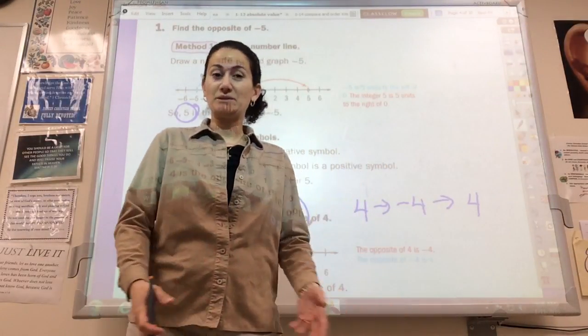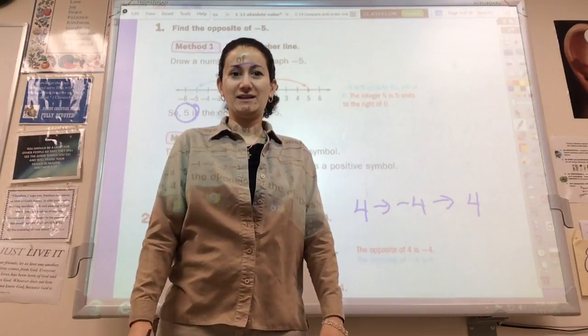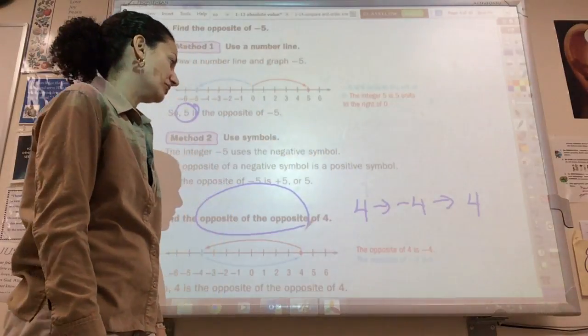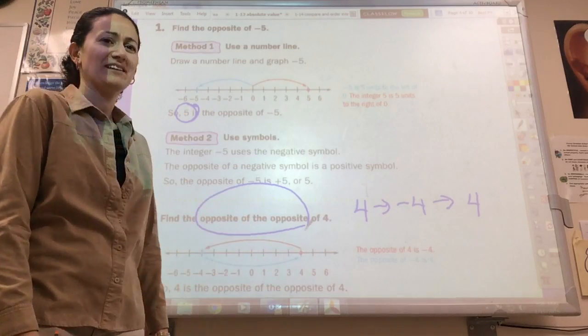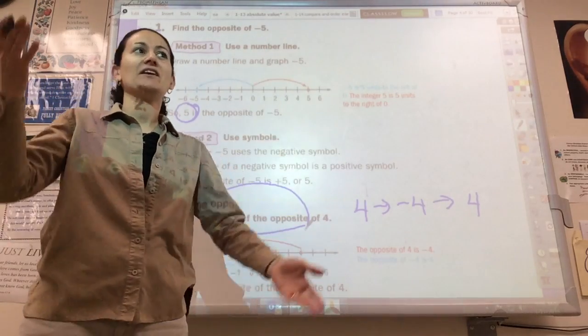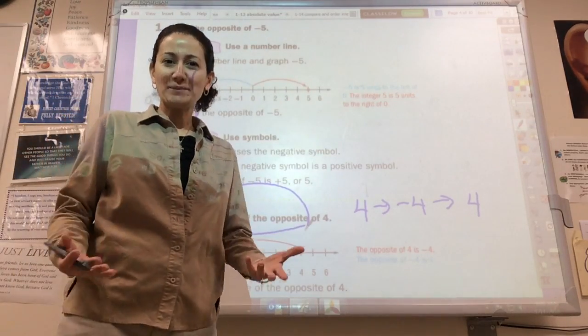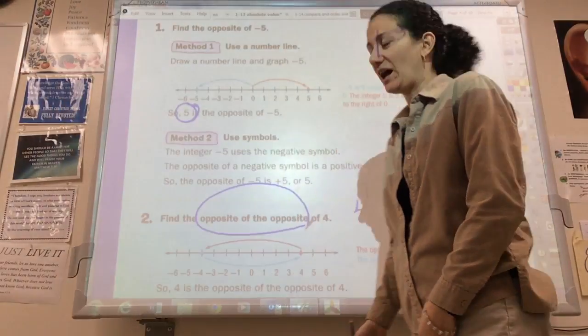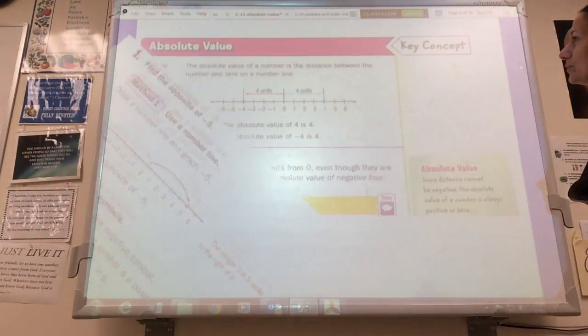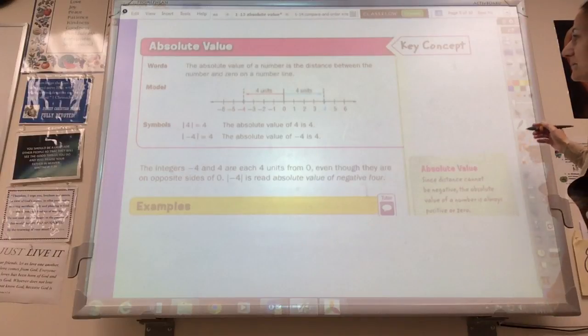The opposite of the opposite of negative 3 will be negative 3. It's like reverting back to the original. And once you understand this, you can find the opposite of the opposite of the opposite of the opposite. The opposite is simply changing the sign. So try a couple. Make sure you understand this.